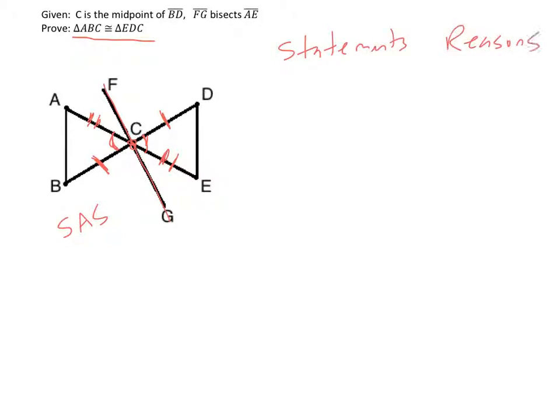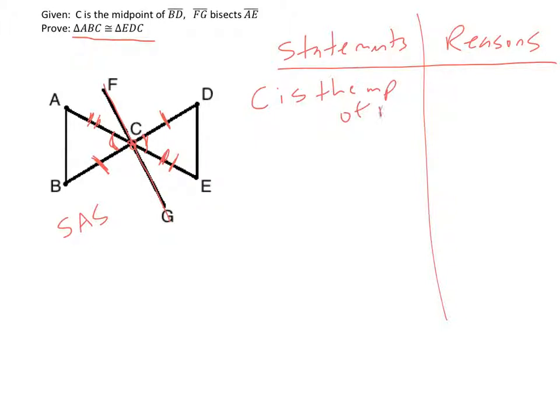So to use this theorem, you have to write a statement that proves congruence for each of these things. So let's start with the statements. The first statement is the given statement. So C is the midpoint of BD, and I'm abbreviating a little bit here, and FG bisects AE. I wouldn't normally abbreviate this much, but I'm just limited on space here. So that's given.